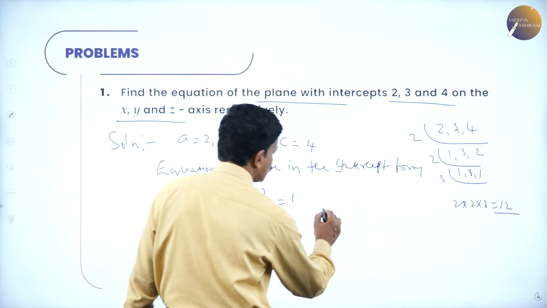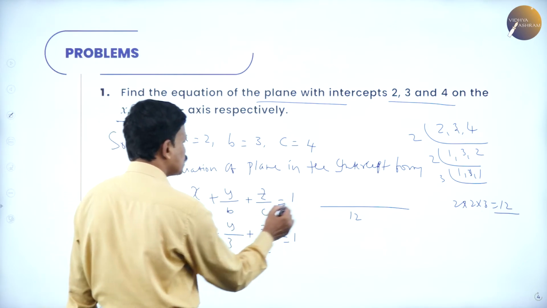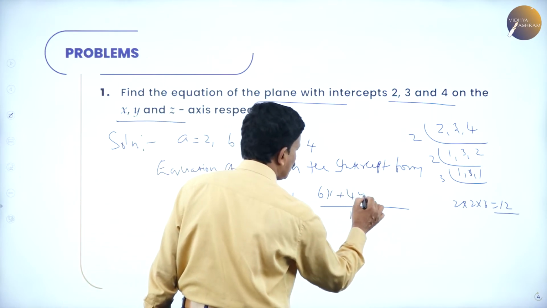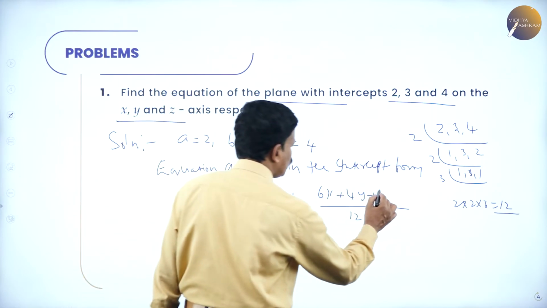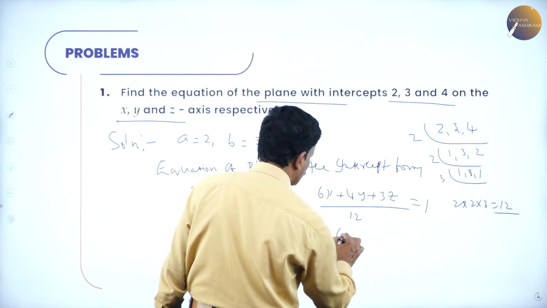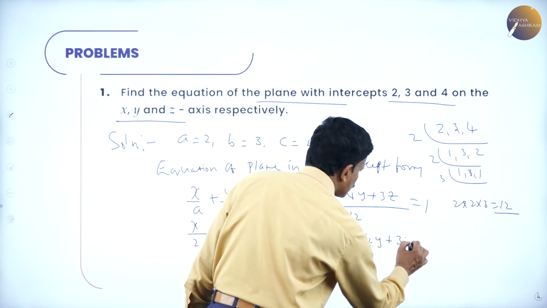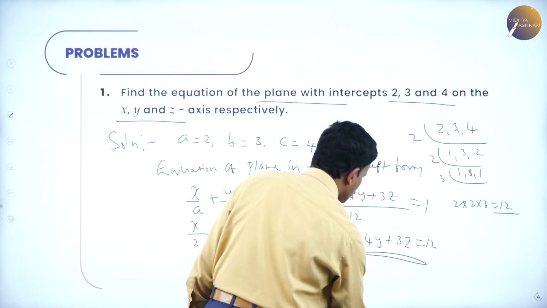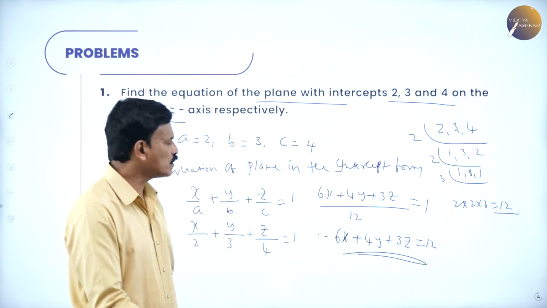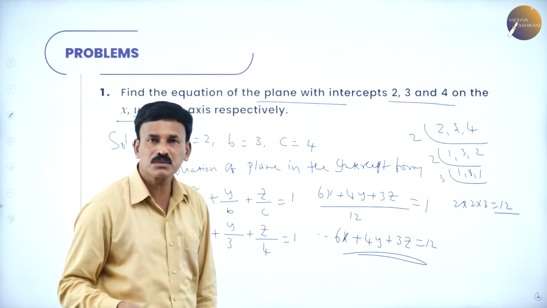Here you can take 12 as the LCM. Now 2 goes into 12, 6 times, so 6 into x is 6x, plus 3 into 4 is 12, this is 4y, plus 4 3s are 12, this is 3 times z, is equal to 12 on the right side. So therefore the equation of the plane is 6x plus 4y plus 3z is equal to 12. That's it. So the standard form is 6x plus 4y plus 3z is equal to 12. Now let us come to the next problem.